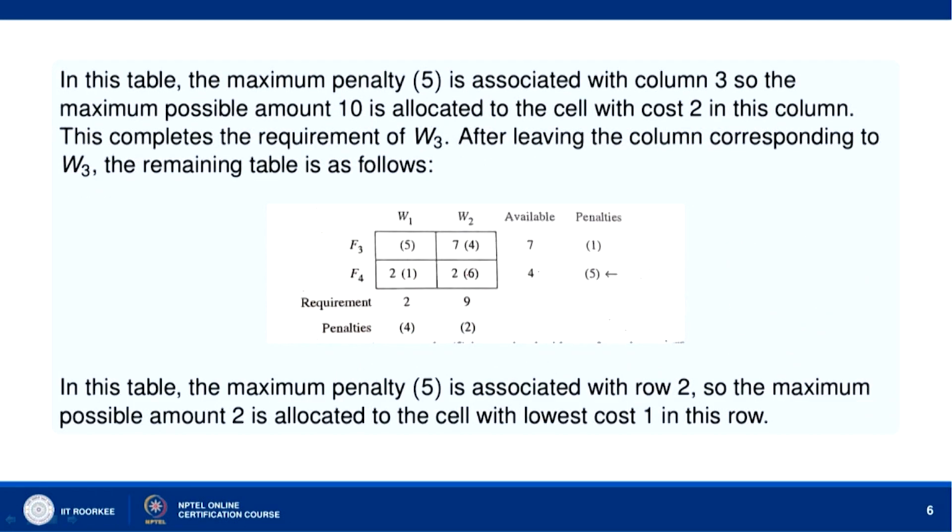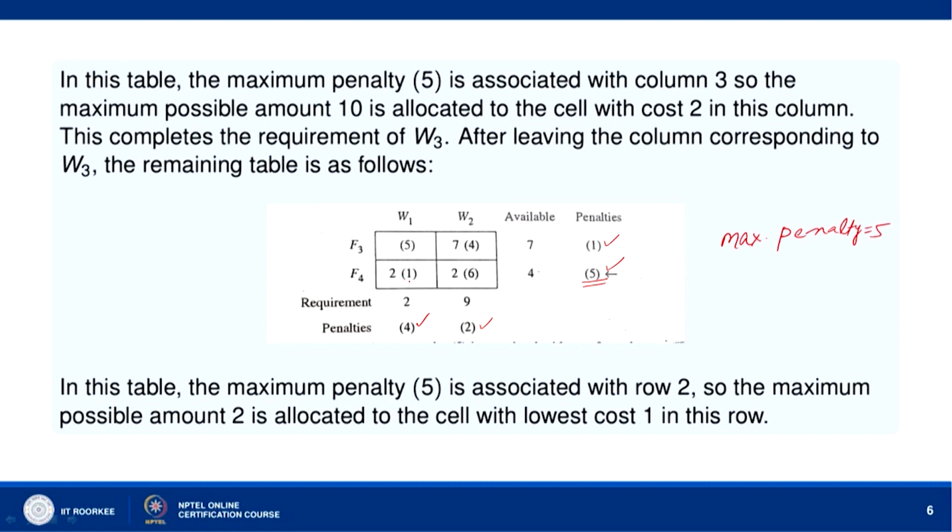Now, we can see again the lowest cost is 4 and next to lowest is 5. So, the difference is 1. Here the smallest cost is 1, next to smallest is 6. So, the difference is 5. Here the smallest is 1, next to smallest is 5. So, difference is 4, here smallest is 4, next to smallest is 6, so difference is 2. So, what is the maximum penalty? Maximum penalty is 5. It occurs along the second row.